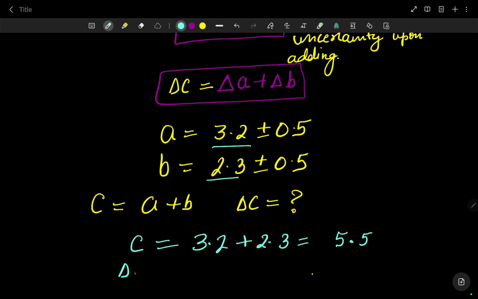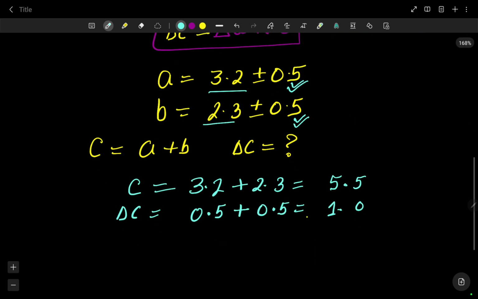Now how do I find out delta C? To find delta C, I'll add the absolute uncertainty of A to the absolute uncertainty of B. So the absolute uncertainty in A is 0.5, and the absolute uncertainty in B is also 0.5, so I get 1.0. Okay, so now the final answer, I will write C plus minus delta C as.